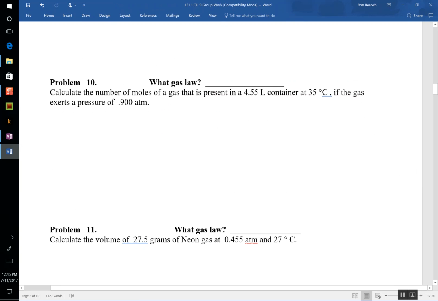Calculate the number of moles of a gas that is present in a 4.55 liter cylinder at 35 degrees centigrade if the gas exerts a pressure of 0.9 atmospheres. So there's a pressure, there's a temperature, there's a volume, calculate the moles. N is unknown.